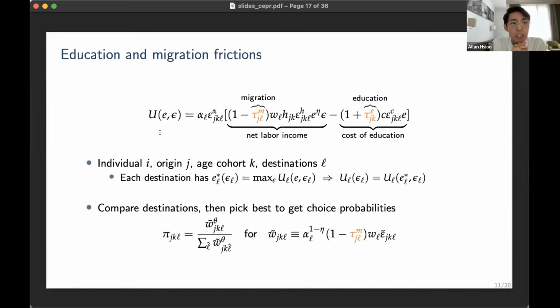So here are some of the equations. The key thing I want to get at here are the education and migration frictions. There are migration frictions because this is a spatial model. There are education frictions because I want to capture the role of these schools that are being built.